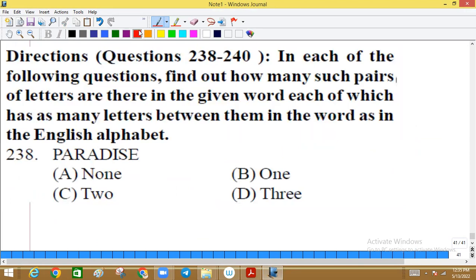Let's see here. In each of the following questions, find out how many such pairs of letters are there in the given word, each of which has as many letters between them in the word as in the English alphabet. The directions are like a poem. It means, I will explain this.